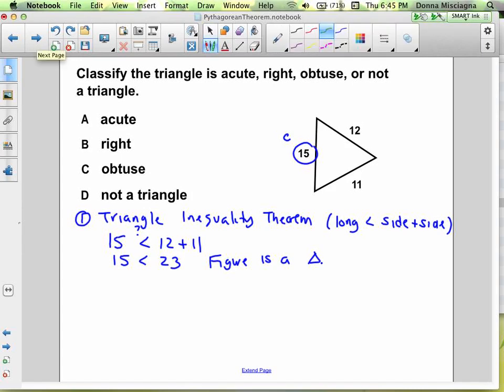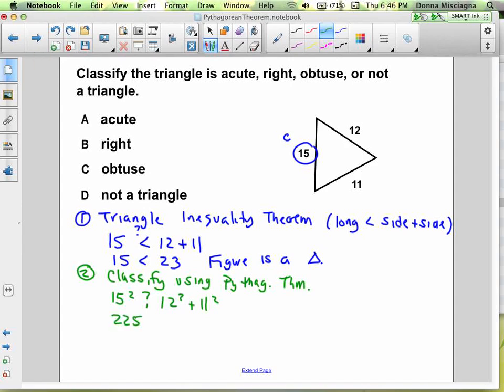So second, now let's classify using the Pythagorean theorem. If you need to abbreviate, that's fine, so long as you have the basic information in. Our longest side is 15, so is 15 squared, right? What's that going to be compared to 12 squared plus 11 squared? 15 squared is 225. 12 squared is 144. 11 squared is 121.